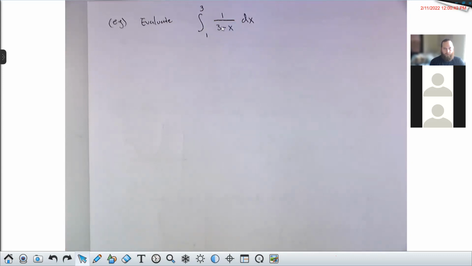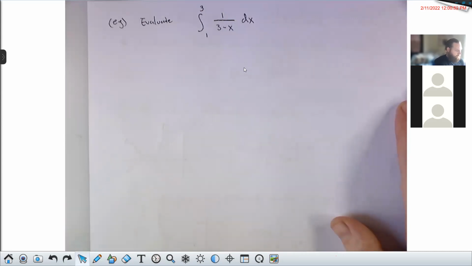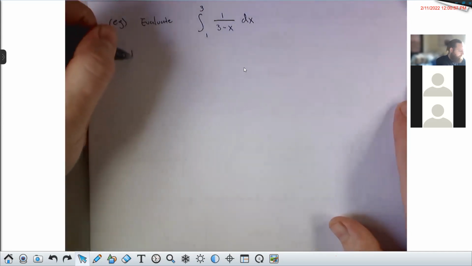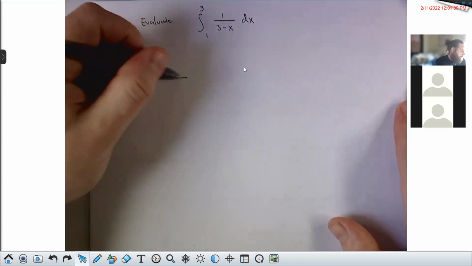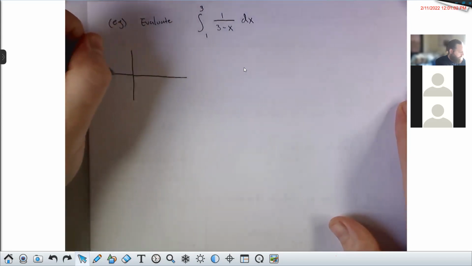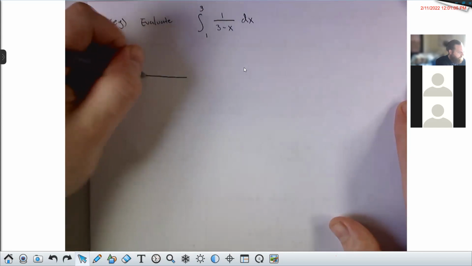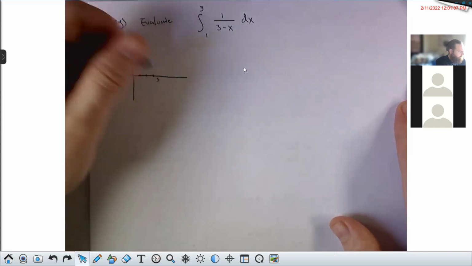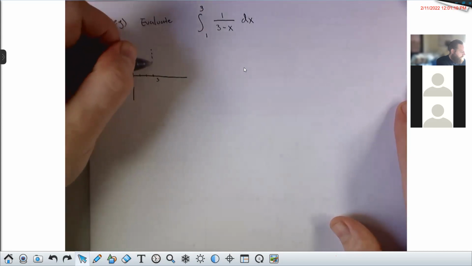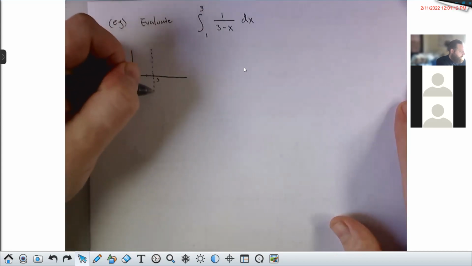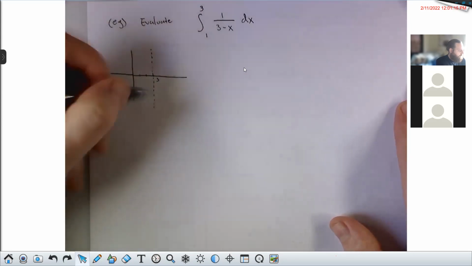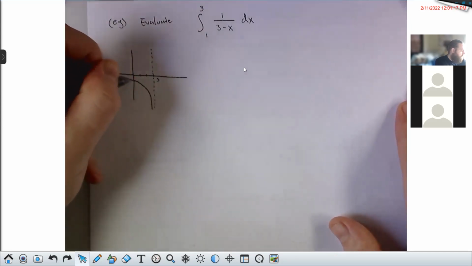You can think of this function as a transformation of 1 over x. It's 1 over x shifted to the right by 3 units and then flipped over. But even without knowing the graph, we can set this up. I'll sketch the graph for you very quickly. Mark this as 1, 2, 3. The bottom is 0 at 3, so there's going to be a vertical asymptote there. And the graph of this function looks like this.